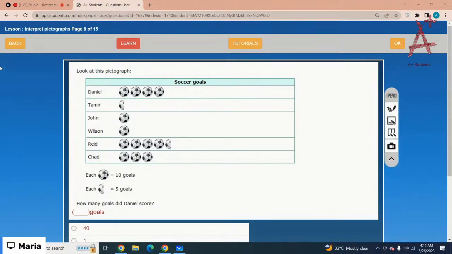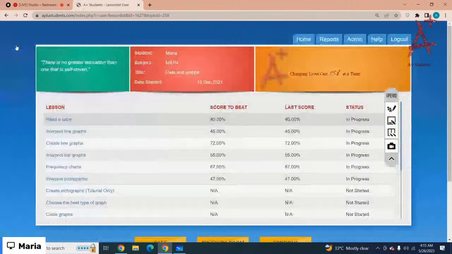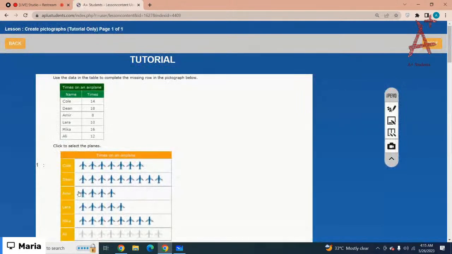Okay, you can complete the test by yourself later today. Let me just move on to the next lesson. And the next lesson is create pictographs. Let's just start with the next lesson. So here we're going to learn how we make the pictographs. Got it?